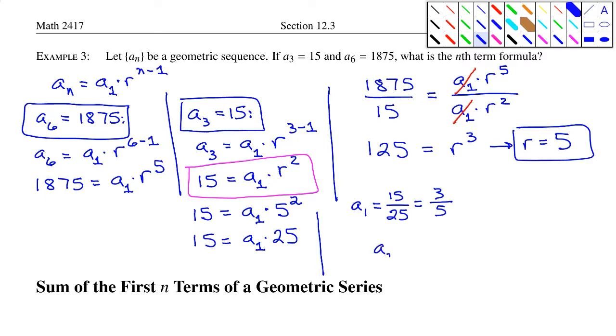So a sub n, the sequence, is given by the nth term formula, 3/5 times 5 to the n minus 1 power.